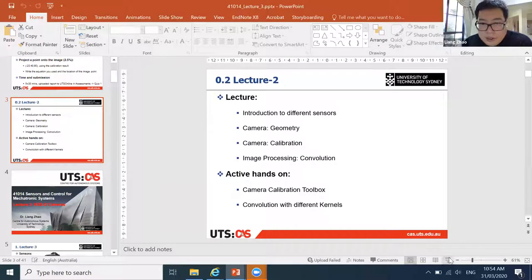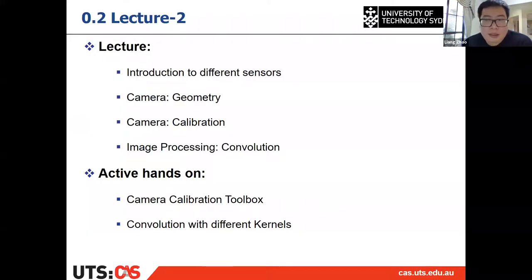Cool. So, in the last lecture, we were mainly talking about the camera, a single camera, right? We first introduced the different sensors, and then we moved to the camera geometry, and we introduced a lot on the camera geometry, which is the projection. If you have a 3D point, then you know how to project it onto a 2D image. And then we have a question about this as well in quiz one.